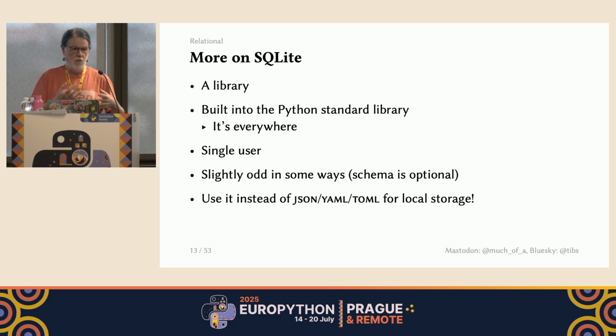It's slightly odd in some ways: the schema is optional, and how the types work is a bit odd. The documentation recommends using it as a file format rather than JSON, YAML, or TOML for local storage. In fact, they claim it's sometimes faster than creating a text file. It can be faster than fopen to access, and it can be quite portable. There are extensions to create zip files that you can post around.